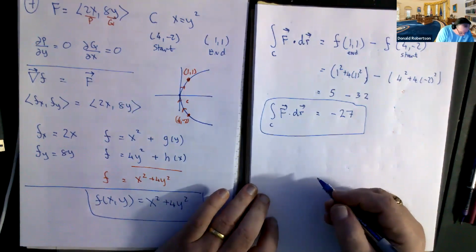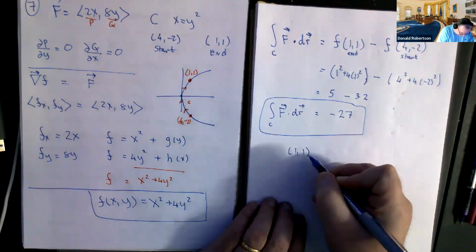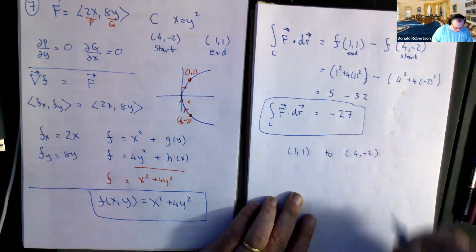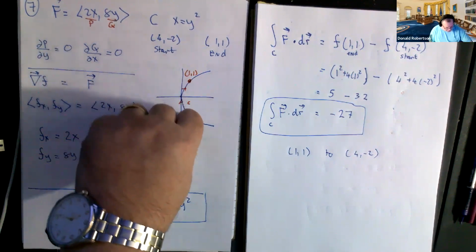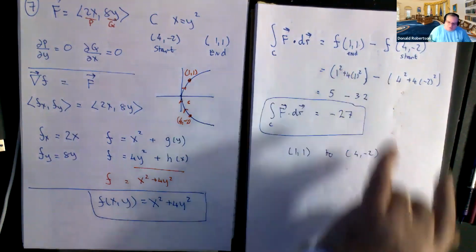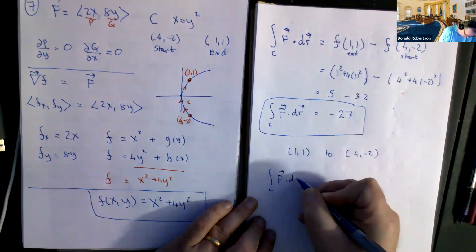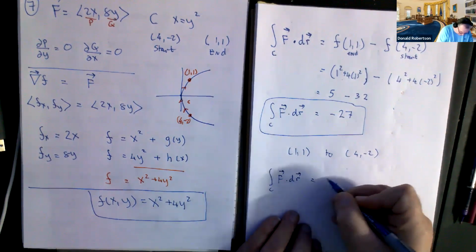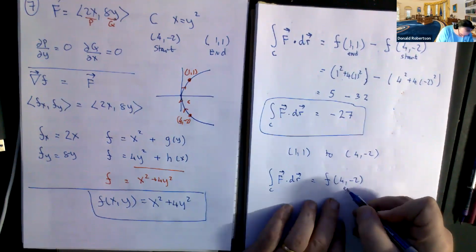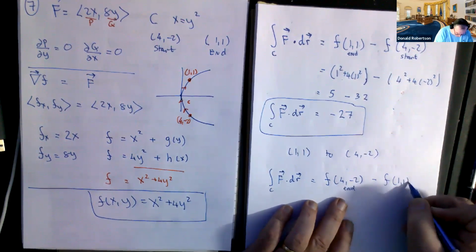Now, what do you think would have happened if the only change I had made to this question is that you started at this point and you finished at that point? So you basically just go down the curve instead of up the curve. Well, if you look at the way the thing's evaluated, it's pretty easy to know what's going to happen, but this is the long way of finding out. The value of the function at the destination, the end, take away the value of the potential function at the start.